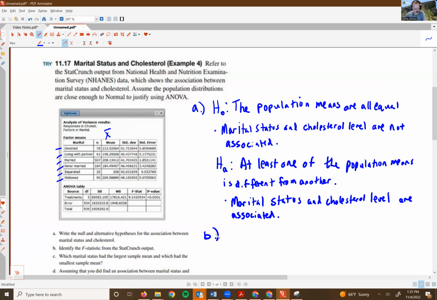Part B, identify the F statistic from the StatCrunch output. So we search around in there until we finally find the F statistic here. And that F statistic is 9.14200934.